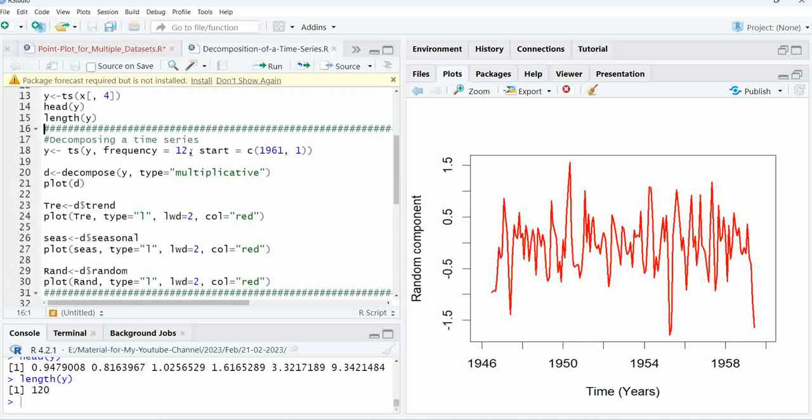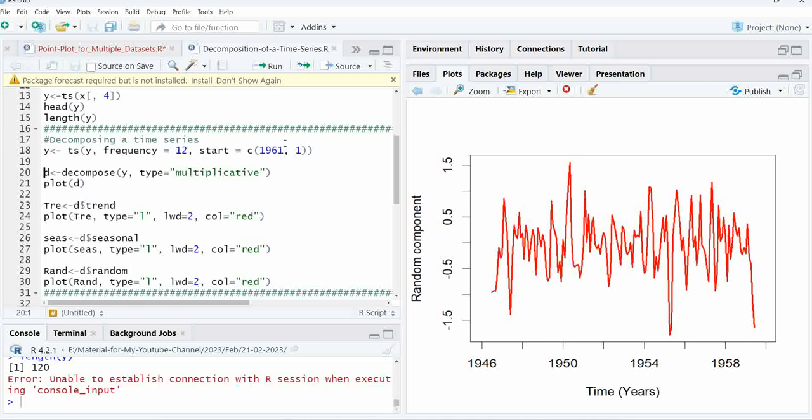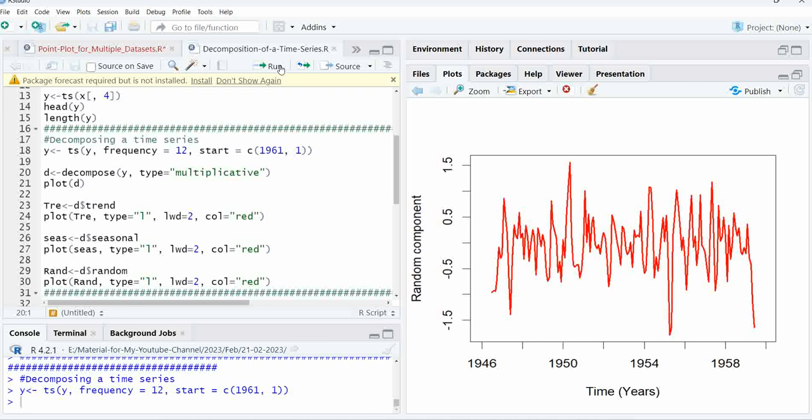Now, to prepare this data for decomposition, we need to write it like this. This is the earlier time series object, but let's see. Here the frequency is 12 because it is monthly data, and the start is from January 1961. Okay, this is correct now.